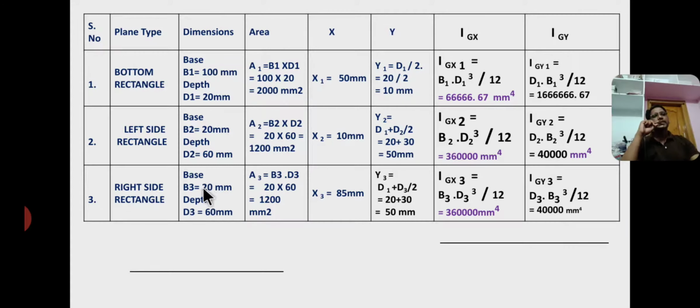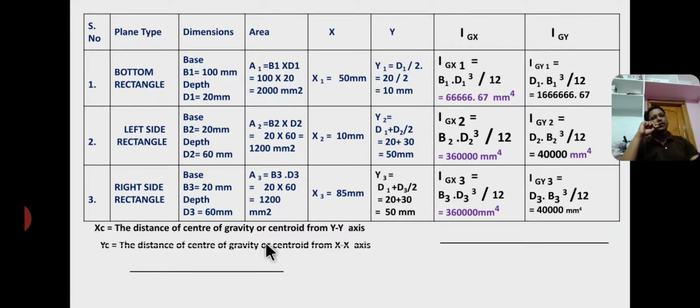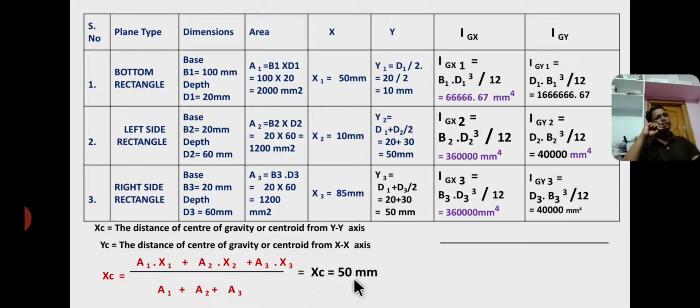From the general expressions, xc is the distance of the centroid or center of gravity from the y axis, and yc is the distance of the centroid or center of gravity from the x axis. Xc equals a1 x1 plus a2 x2 plus a3 x3 by a1 plus a2 plus a3. Now the answer is xc equal to 50 mm. Similarly yc equals a1 y1 plus a2 y2 plus a3 y3 by a1 plus a2 plus a3, and the answer is yc equal to 31.81 mm.